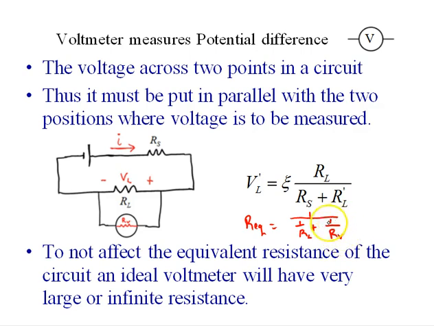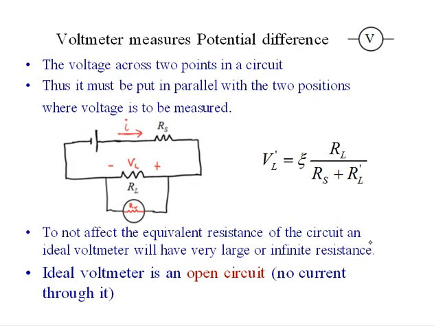So we want RV to be very large, so that 1 over RV is approximately 0, so that 1 over Req could be approximately equal to 1 over RL, or Req equal to RL. So we want that to be very large, or ideally infinite resistance. Infinite resistance, then it's going to look like an open circuit. Open circuit, no current flows through it. We want this current I that's flowing through the circuit to continue to flow through our load resistor, so that 0 current flows through our voltmeter.